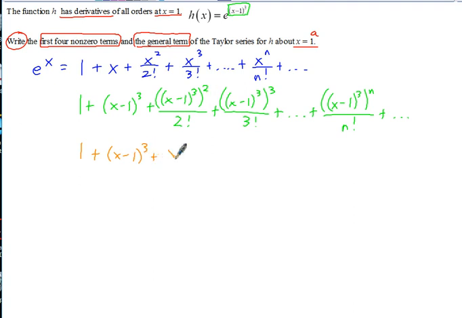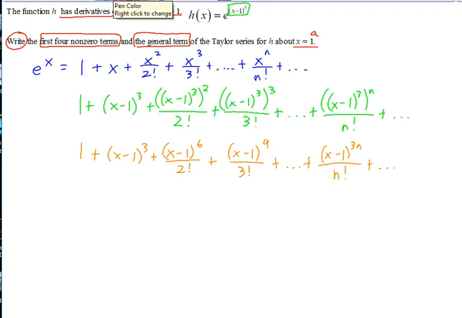And then if we simplify that, it would just be 1 plus x minus 1 cubed plus, if you multiply the exponents, x minus 1 to the 6th over 2 factorial plus 3 times 3 is 9, so x minus 1 to the 9th over 3 factorial. You could work it out as 6, you could leave it either way. Work this out as 2, and then plus dot dot dot. And then we have x minus 1. Just like we multiplied the exponents here, you'd multiply 3 times n. So to the 3n over n factorial plus dot dot dot. All right. So there are our first 4 non-zero terms and the general term for the Taylor series about x equals 1.